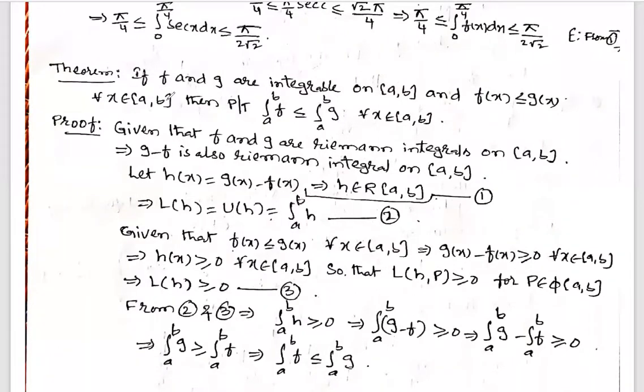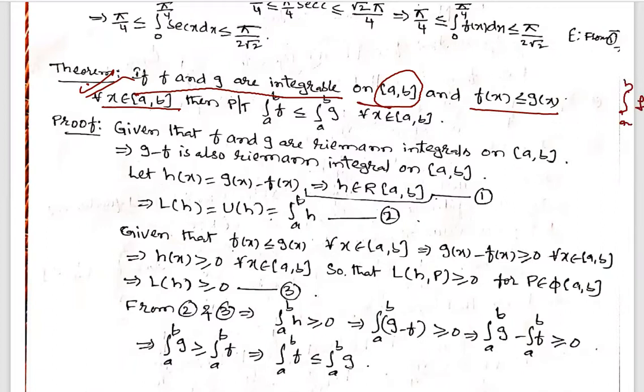even this you can get for short. This says if f and g are integrable on the closed interval [a, b] and f(x) is less than or equal to g(x) for all x belonging to [a, b], then they are asking us to prove that the integral from a to b of f is less than or equal to the integral from a to b of g.